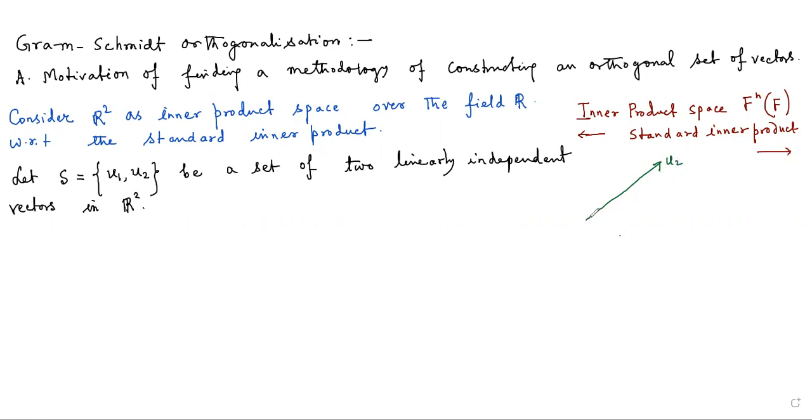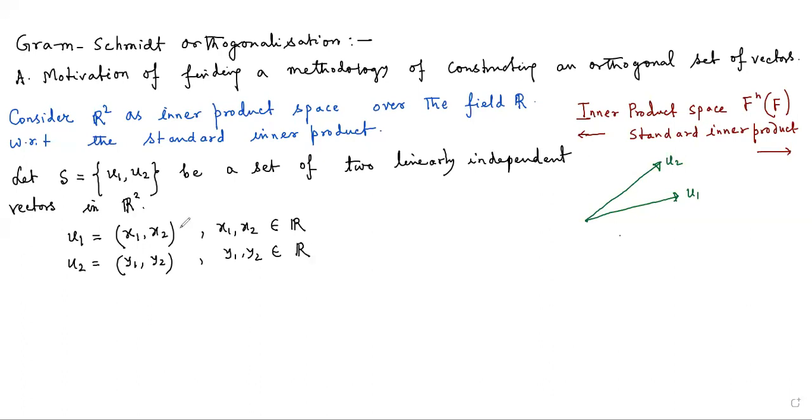So if it is so, the vectors U1 and U2 may look like this. This is the vector U1 and this is the vector U2 on the two-dimensional plane, on the whiteboard on which I'm working. We can then say that my U1 vector will have some coordinates x1 and x2, where x1 and x2 belong to R, and U2 will have coordinates y1 and y2, where y1 and y2 belong to R, because these are vectors on the two-dimensional plane.